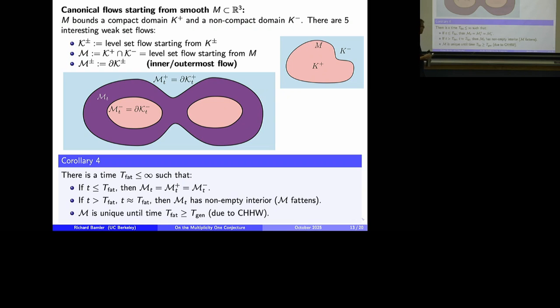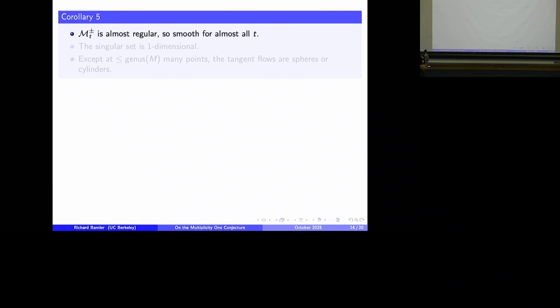Okay, so now one more corollary. So these innermost and outermost flows, they are now very canonical flows starting from an initial condition. And we can now give more structural results on these innermost and outermost flows. Okay? So we can now show that these inner and outermost flows are again almost regular. So they're smooth for almost every time t. The singular set is again 1-dimensional, which is what you would expect. And except at a finite number of points, all the tangent flows are spheres or cylinders.